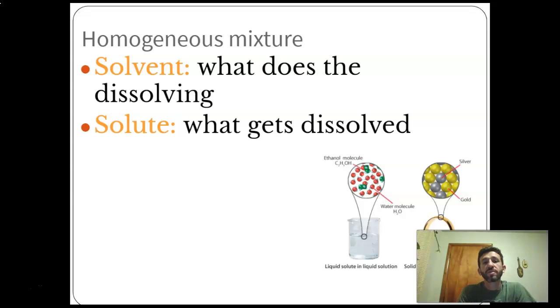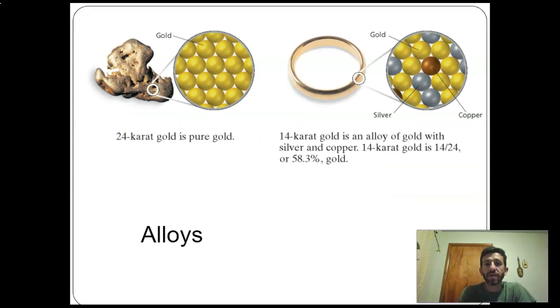In a homogeneous mixture, you typically have a solvent, which is what does the dissolving, and a solute, which is something that gets dissolved. All right. Now, alloys, people typically don't think of this, but you can have metals that are mixtures. So, for example, wedding bands, they're not pure gold.